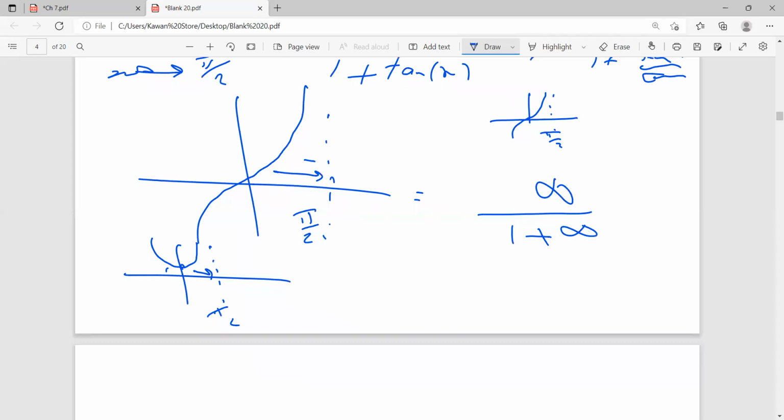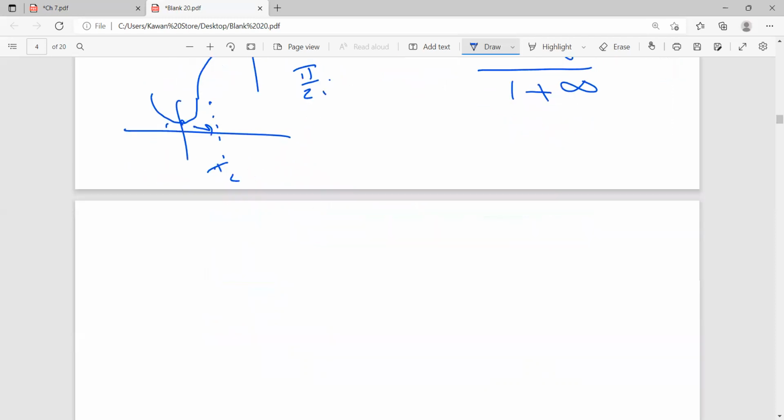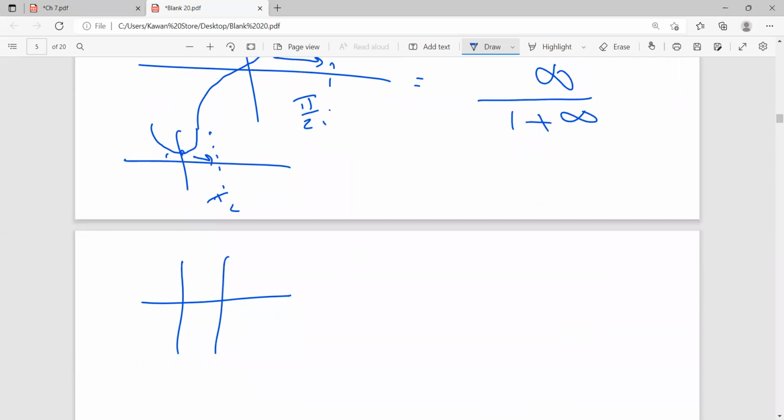I told you the graph is very, very important. Later we will use it. Now we use it, and before, in the previous chapter, we also used it. So I got infinity over infinity. That's the first one. The second way is using the table that I gave you.